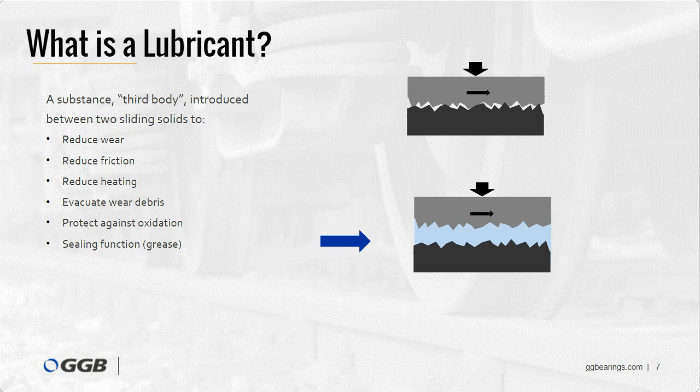So what does it do? Well, it will reduce friction and wear. It will reduce heating. We can use it sometimes to evacuate wear debris that's gotten into a sliding system. It can prevent against oxidation. A lot of people use grease specifically to prevent corrosion within the system. And it can have a sealing function. Grease can also do that.